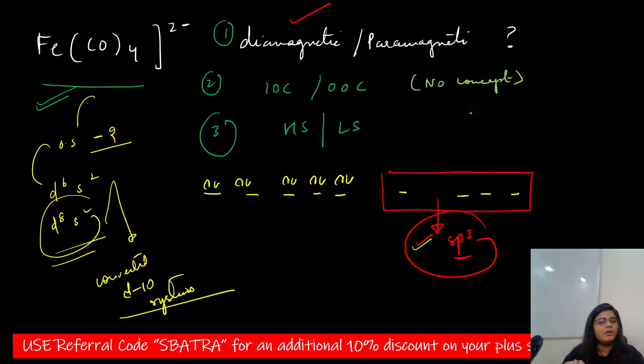Next is high spin or low spin. In this particular case, we can define high spin and low spin, because these are strong field ligands, so this is a converted d10 system. Yes, there is a concept of low spin. This is a low spin complex because you have just paired electrons. That's how we define this particular case. I hope this is clear to all of you.